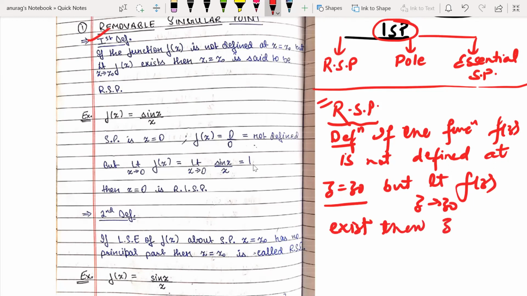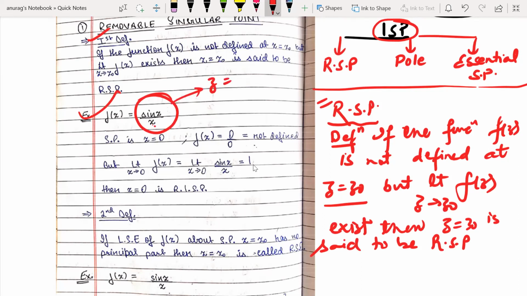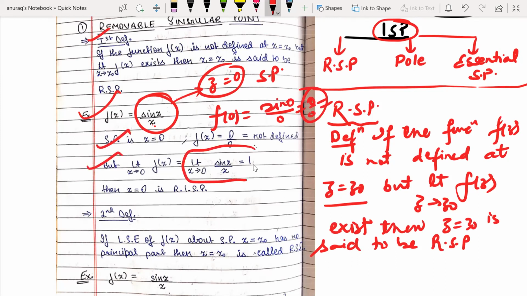Then z equal to z0 is said to be a removable singular point. For example, if you take f(z) equal to sin z by z, we know that this point is not defined as the denominator is 0, so z equal to 0 is a singular point. If you put f(0), it is actually sin 0 by 0, so a 0 by 0 case. This is not defined, but the limit as z tends to 0 of sin z by z equals 1. So the limit is existing here. LHL, RHL both are 1. Therefore, this point is called a removable singular point.